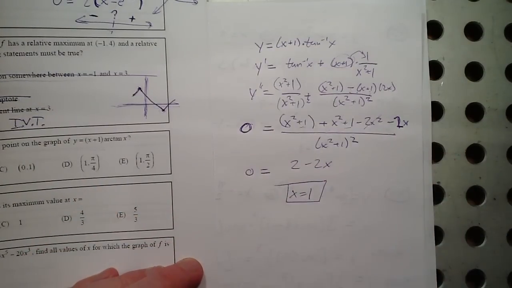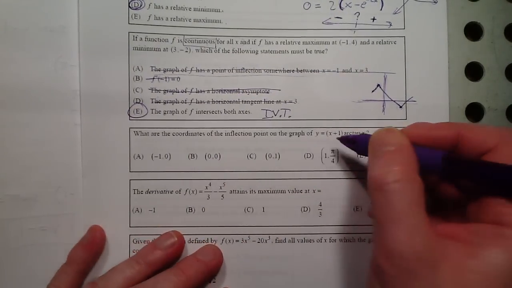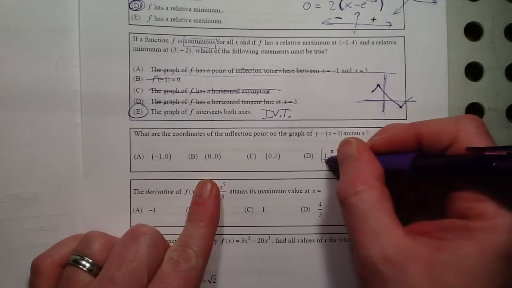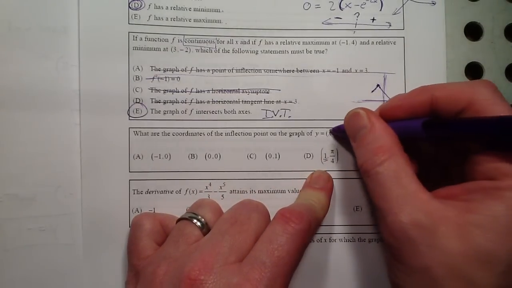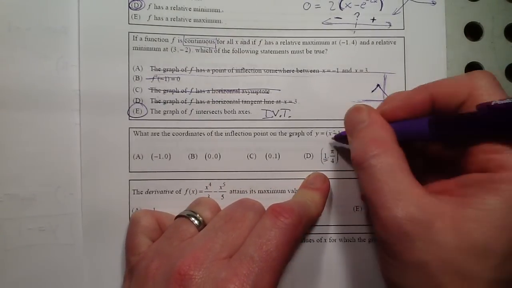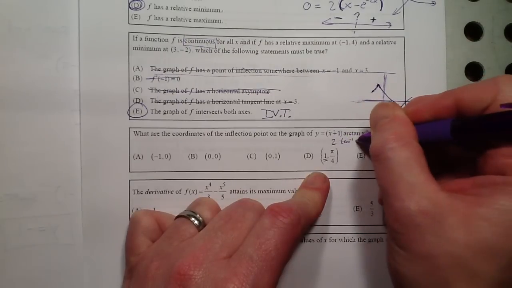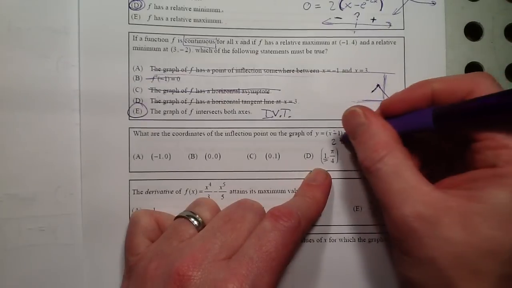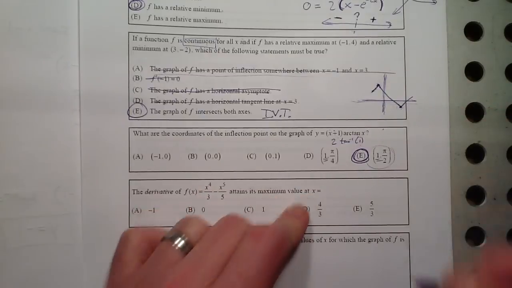Okay, so I got my x coordinate. Now they want to know what are the coordinates of the inflection point on the graph of this. Well, if you want the coordinate, I know it's 1 comma something, right? To get the y coordinate, I go back to the original function. So plugging 1 in here, that gives me 2 times tangent inverse of 1. What angle has a tangent of 1? Pi over 4 does. So 2 times pi over 4 is pi over 2.